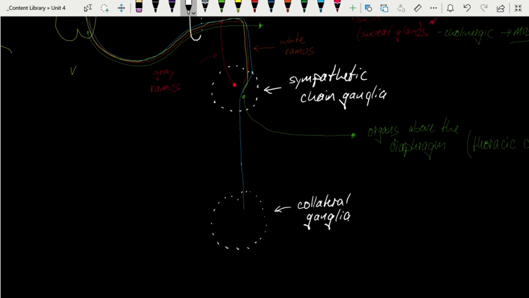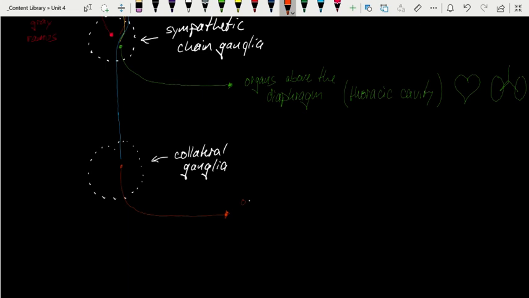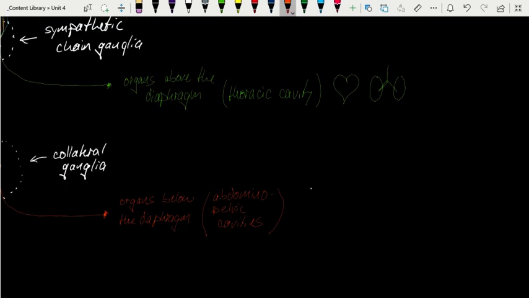And we know that if we synapse in the collateral ganglia and then exit that ganglia with our postganglionic neuron, we are headed to organs below the diaphragm. In other words, abdominal pelvic cavities. This would include gut, stomach, intestines, bladder, reproductive organs, etc. That's the idea. Really anything below the diaphragm.